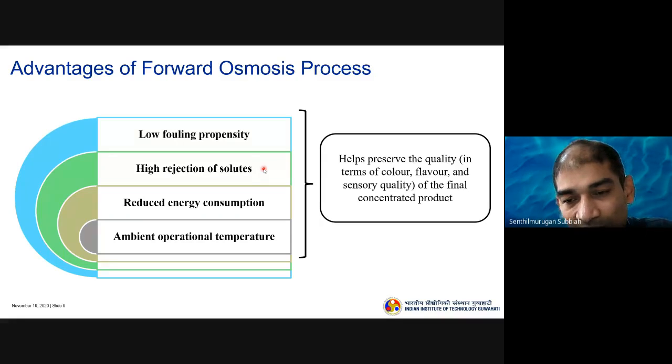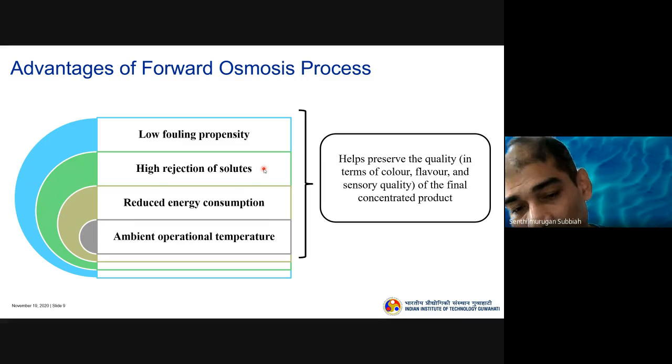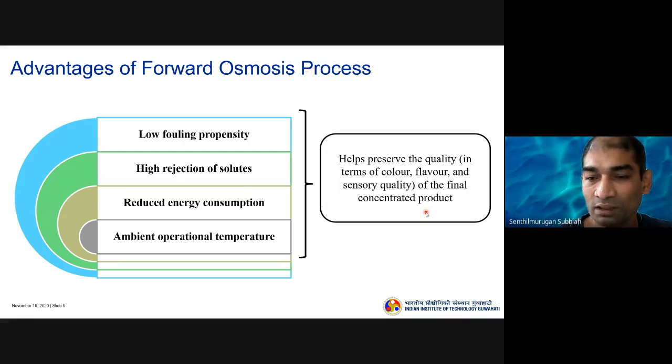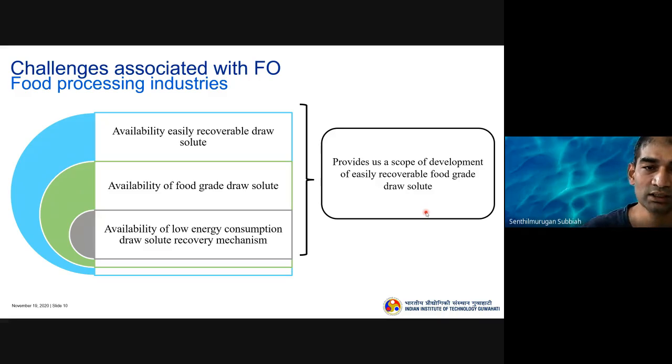However, I will be explaining in the later part, we will be using a draw solute. The draw solute recovery and regeneration plays a critical role. If we have a small draw solute, then the energy consumption will be low, but otherwise it's going to be very high. Then it can operate at ambient temperature, as I said, not like a thermal process, which is going to give an added benefit. So that helps to preserve the quality in terms of color, flavor, and sensory quality, basically the taste of the final concentrated product.